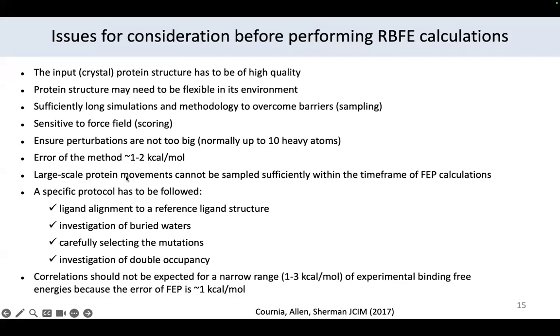If you have large-scale protein movements, then you are not advised to use these methods because these large-scale protein movements cannot be sampled sufficiently within the time frame of these calculations. And also a specific protocol has to be followed: ligand alignment to a reference ligand structure, investigation of buried waters, carefully selecting the mutations, and investigation of whether you are changing your occupancy, meaning whether you are sampling ortho or meta states.